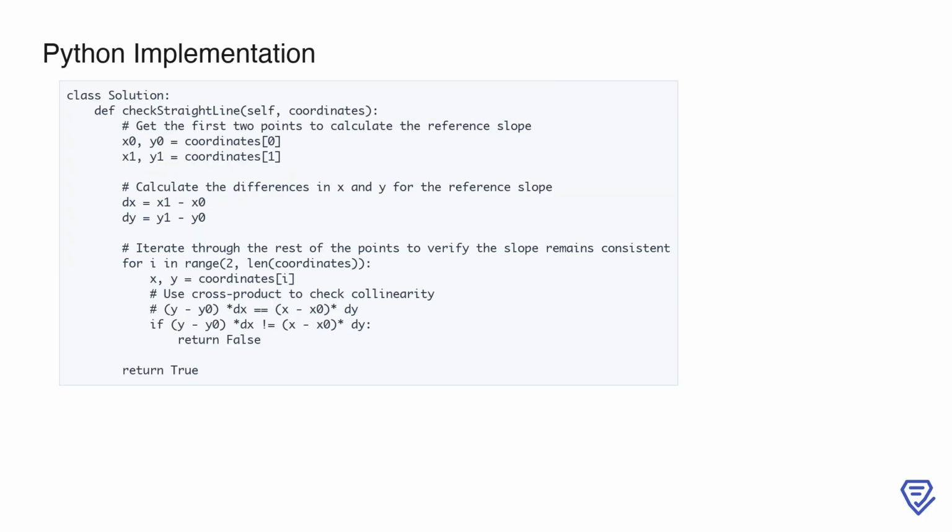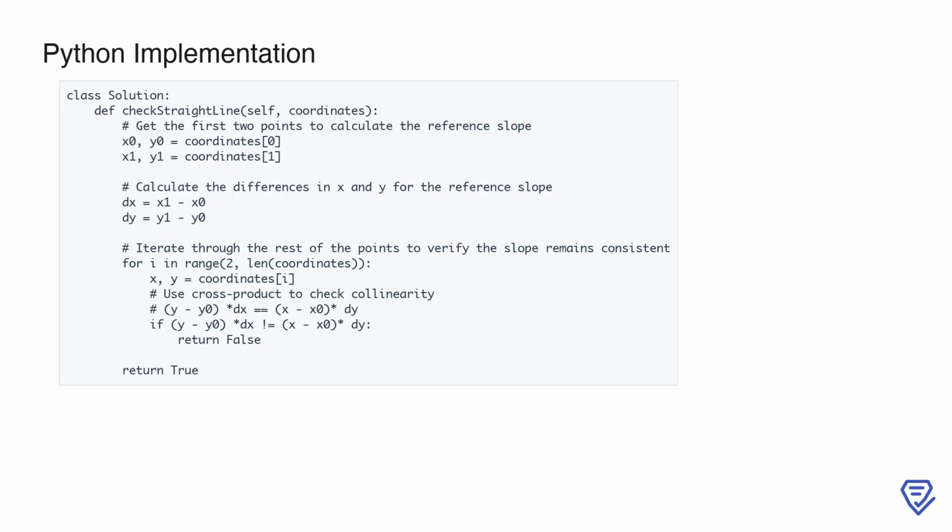This implementation solves the problem Check If It Is a Straight Line by leveraging the mathematical property of slopes between points on a straight line. Here's the step-by-step explanation. 1. Extract the first 2 points. The first 2 points in the coordinates array are used to calculate a reference slope. These points are denoted as x0, y0, and x1, y1. 2. Calculate slope differences. The differences in the x-coordinates, dx equals x1 minus x0, and y-coordinates, dy equals y1 minus y0, form the denominator and numerator of the slope, respectively. These differences are used to check collinearity for all other points.